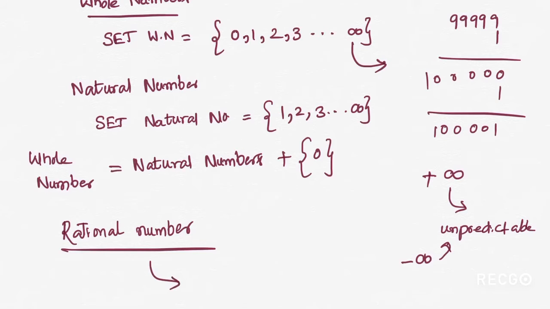We already told that a rational number is a number which is in the form of p by q. In the definition of a rational number, we are considering the form p by q where p and q are integers.